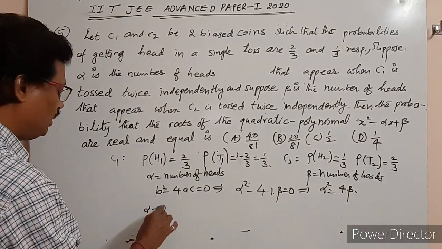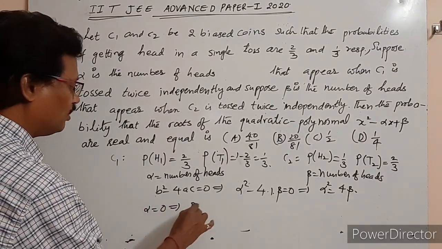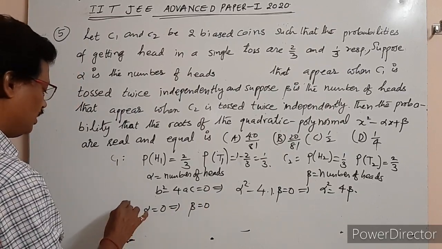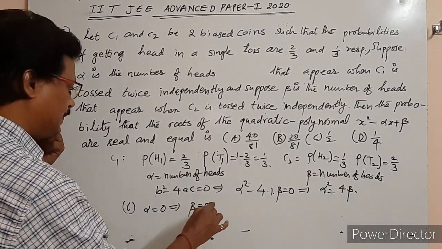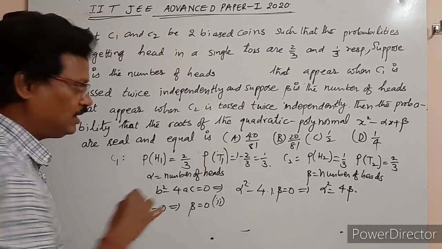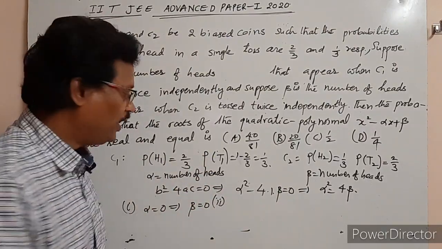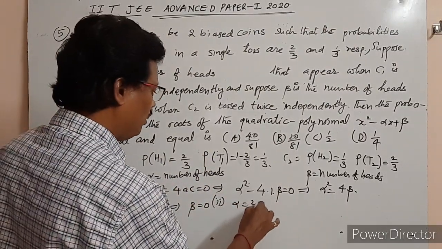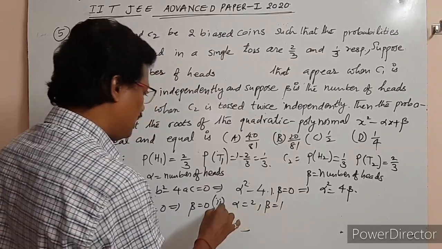Now see that. Therefore, what are the possibilities for alpha? If alpha is 0, then this implies beta is 0. This is case 1. What about the second case? If alpha is 2, then beta is 1. This is case 2.